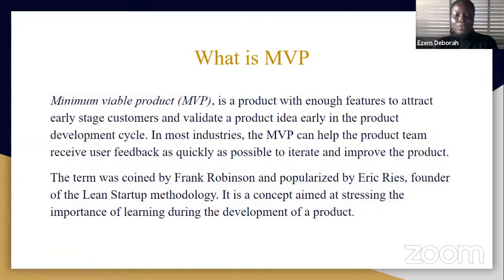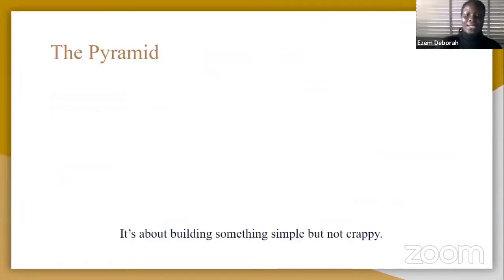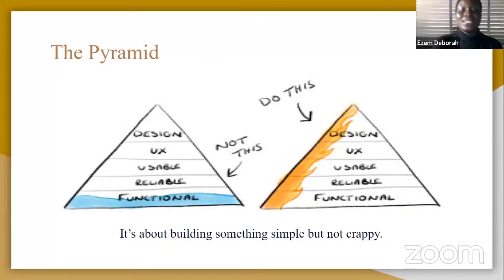The term MVP, or minimum viable product, was coined by Frank Robinson, and it was popularized by Eric Ries, the founder of the Lean Startup methodology. The concept of MVP is aimed at stressing the importance of learning in product development, or in the product life cycle. And the pyramid of creating MVPs has functionality as its first level. Then you go up with reliability, usability, UX, and design.